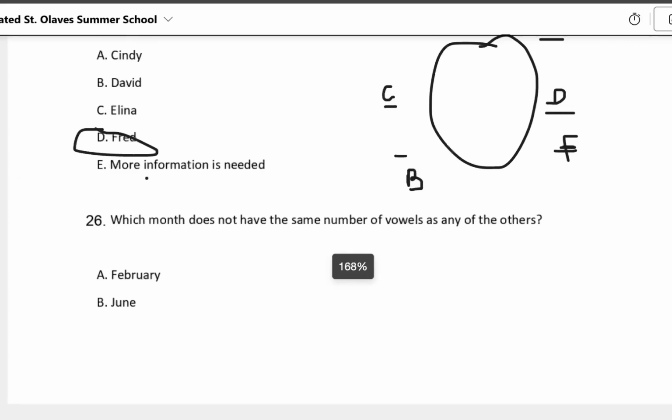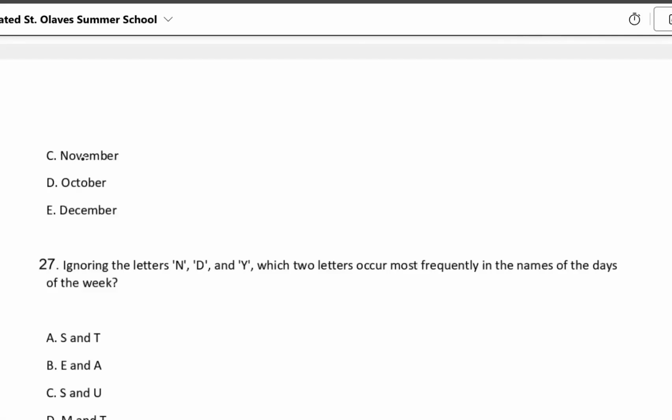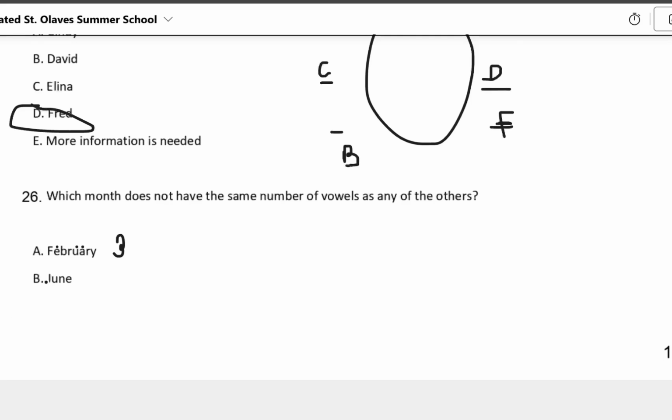So for this, we have to count the number of vowels in each of the months. So February is 1, 2, 3. February is 3. November is 1, 2, 3 again. October is 1, 2, 3 again. And then December is 3 again. The only one that doesn't have the same number of vowels is June.